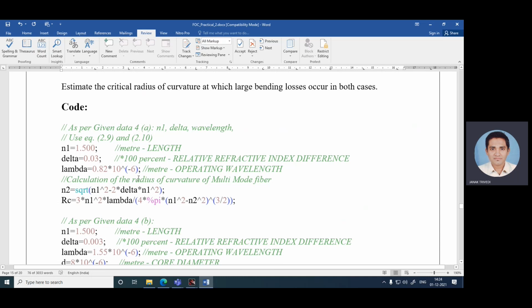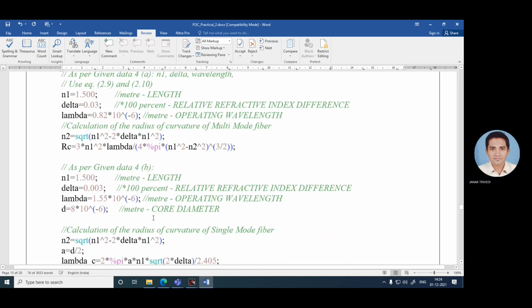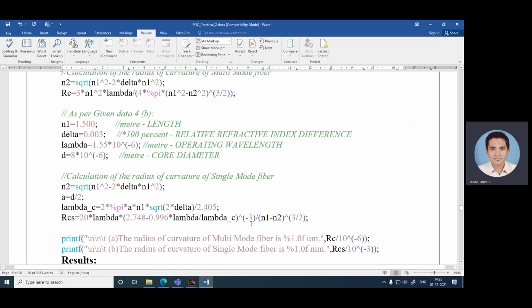First, n2 is equal to the square root of n1 square minus 2 delta n1 square, and Rc is equal to 3 n1 square lambda divided by 4 pi times (n1 square minus n2 square) raised to 3 by 2. Now for calculating option B, I use equation 2.10. So n1 is 1.5, delta is 0.03, relative refractive index difference, lambda is equal to 1.55 times 10 raised to minus 6 meter, the operating wavelength, d is equal to 8 times 10 raised to minus 6 meter, the core diameter. Calculation of the radius of curvature of a single mode fiber.